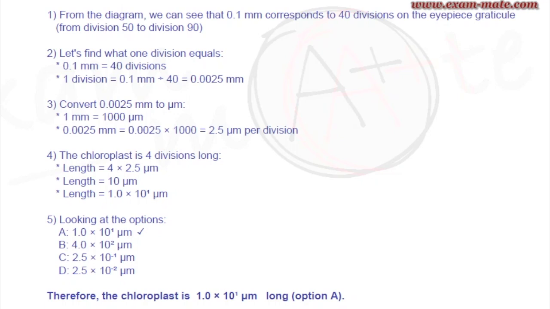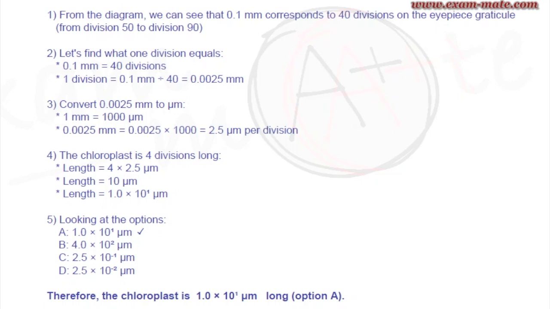4. The chloroplast is 4 divisions long. Length is equal to 4 times 2.5 micrometers. Length equals 10 micrometers. Length equals 1.0 times 10 superscript 1 μm.